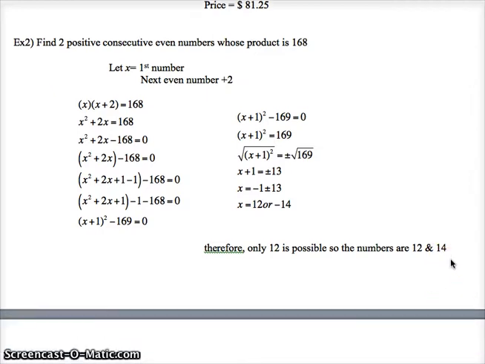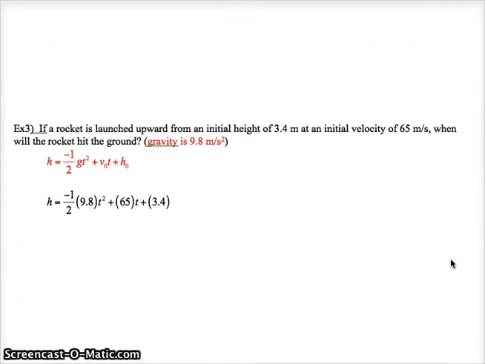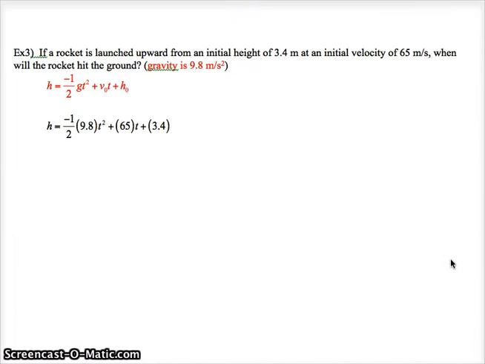Okay, so the last method that we can use is by doing quadratic formula, and you tend to want to use that especially when you see decimals in your equation. So example 3: if a rocket is launched upward from an initial height of 3.4 meters at an initial velocity of 65 meters per second, when will the rocket hit the ground?